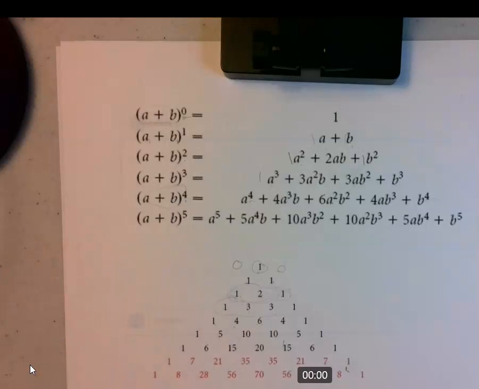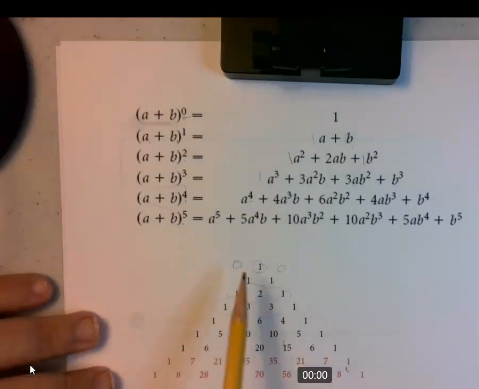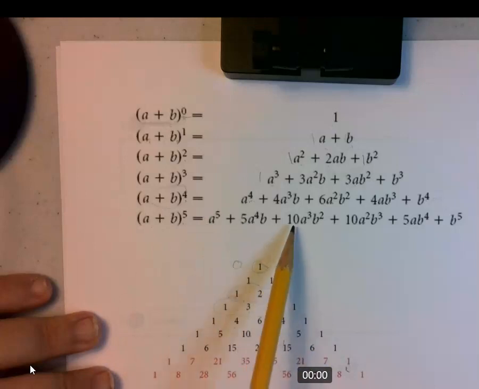Okay? So what about this one? a plus b to the 5. So I have to come down 1, 2, 3, 4, 5, 6 rows. It's always one row more. So it's 1, 5, 10, 10, 5, 1. So the coefficients here are 1, 5, 10, 10, 5, 1.